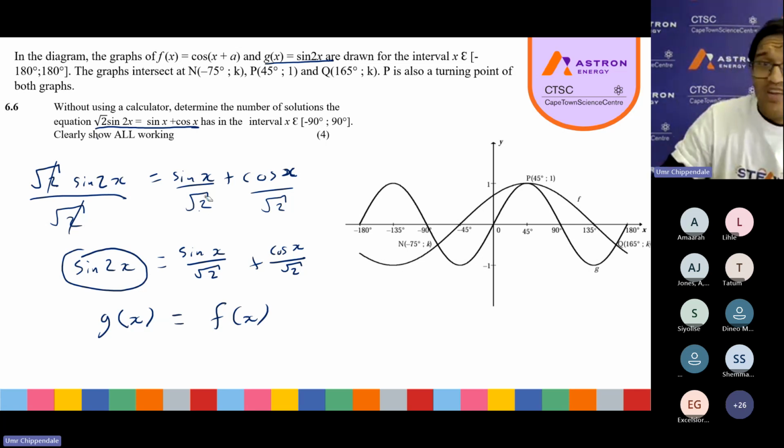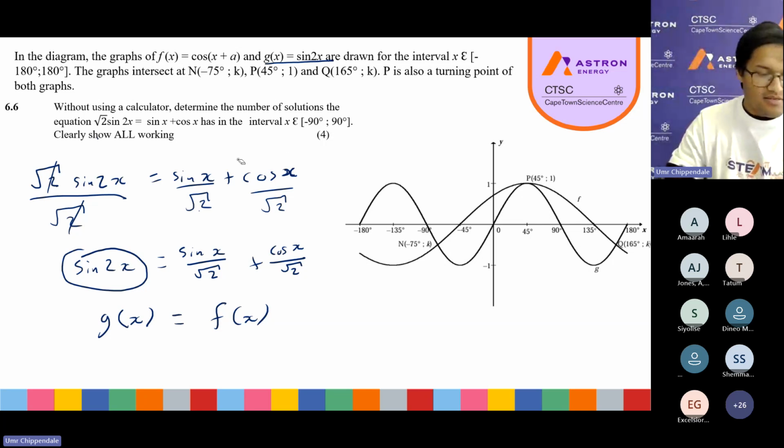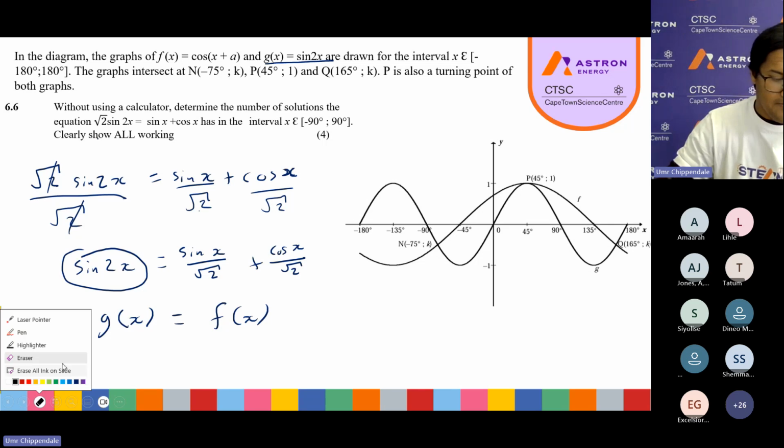But now we are not done. They want to know, without using a calculator, the number of solutions of the equation over there, in the interval of negative 90 to 90. So all we have to do now is look at where g of x equals f of x. All right, so where do these two actually equal each other? And now we just look at the graph over here, and we see that they join at different places.